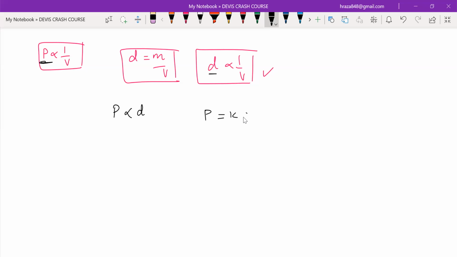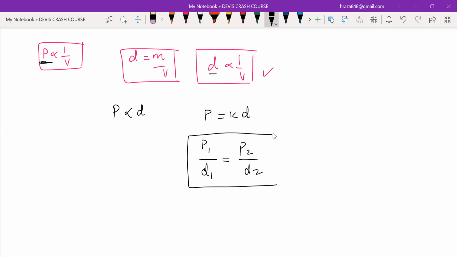That means P is equal to KD, and that means P1 upon D1 is equal to P2 upon D2, right? In case of Boyle's law, P1 V1 is equal to P2 V2, right? We can write this. You have seen this formula.